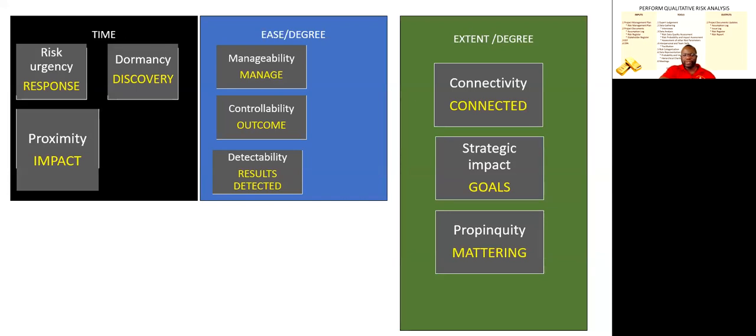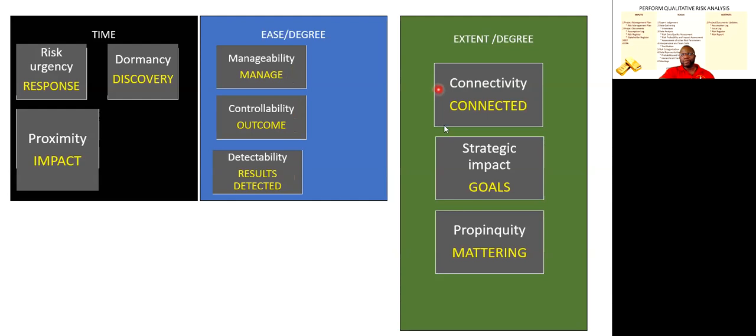We have risk urgency, and that is how urgent is it that we respond as quickly as we should. We have risk dormancy, and that is the period of time before we discover the impact of a risk. We have proximity. How close is the risk to us? Is it going to happen 3 months out, 4 months out in terms of the impact? Then we have manageability. How easy is it to manage the risk occurring? We have controllability. How easy it is to control the outcome of the risk. We have detectability. How easy is it to detect?